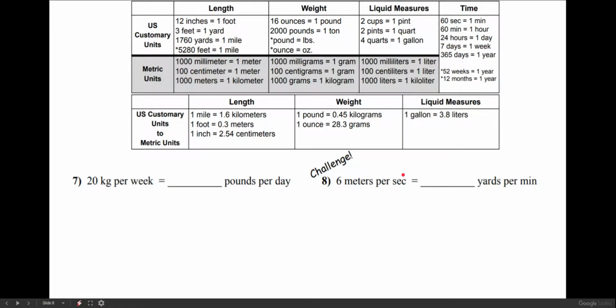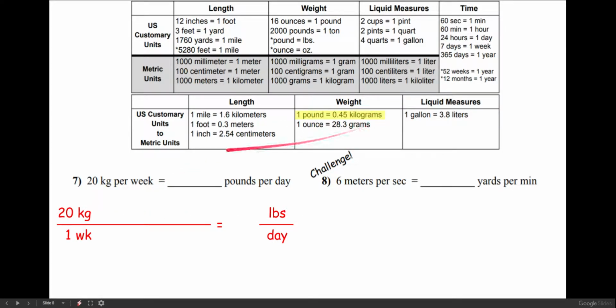Let's look at number 7. 20 kilograms per week equals how many pounds per day? So, information I know, 20 kilograms per 1 week. And I ultimately want pounds per day. So pounds per day. Let's convert the kilograms to pounds first.